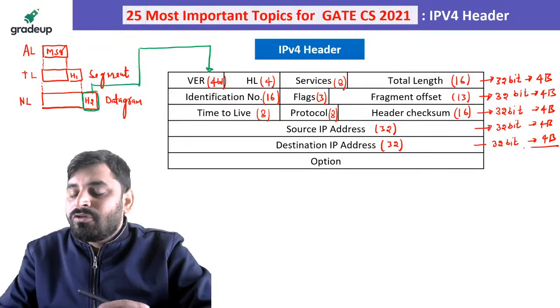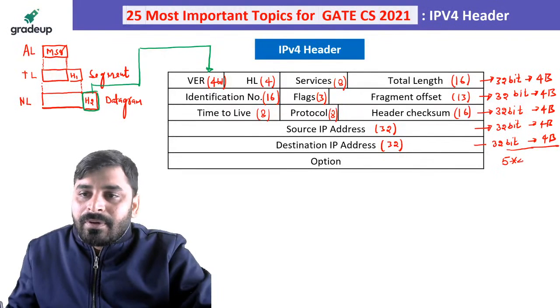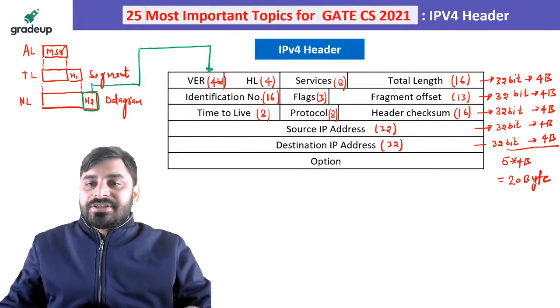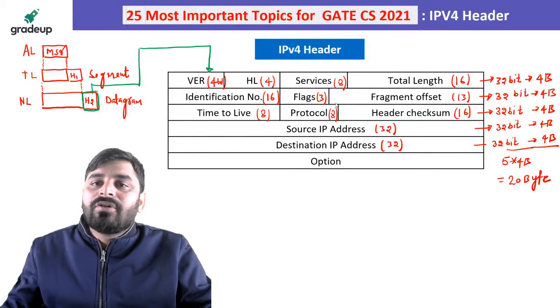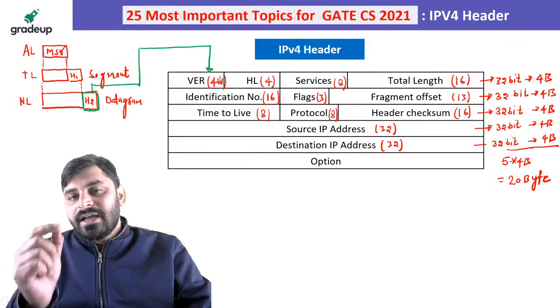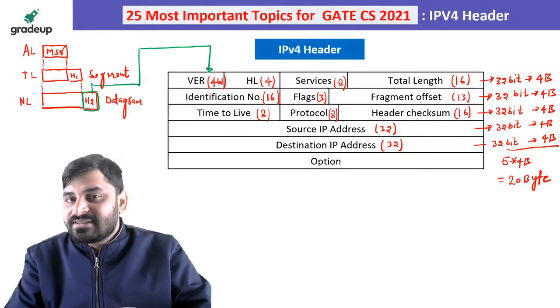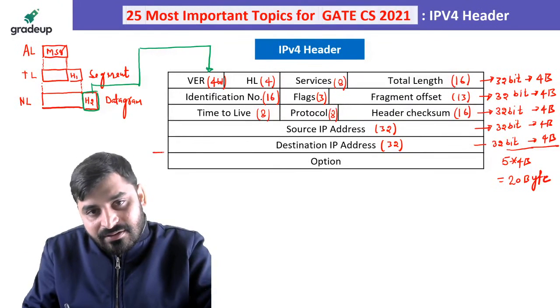So how many rows of 4 byte? There are 5 rows. So here it is 5 into 4 byte, which is nothing but 20 byte. So in this IPv4 header, these 5 rows are there and the total is 20 byte. So this 20 byte space is divided into pieces. This is the fixed size header.